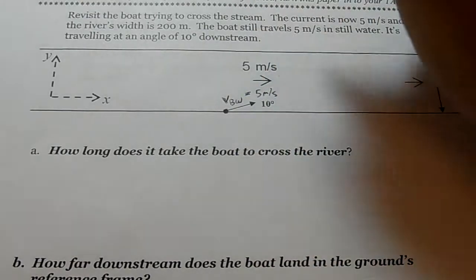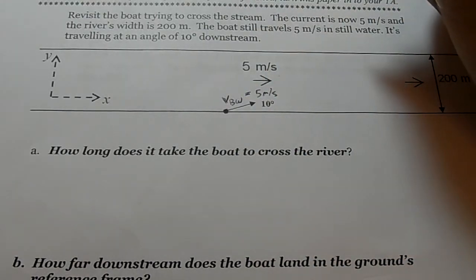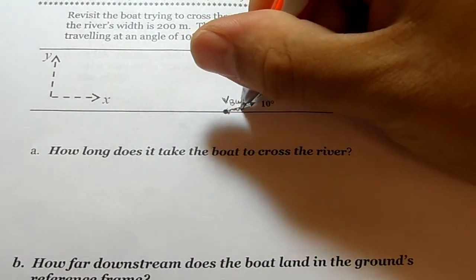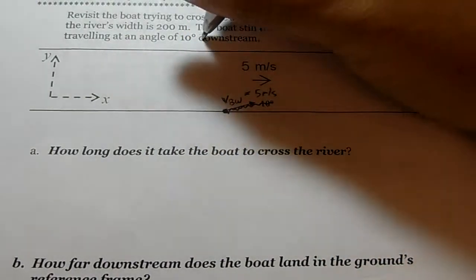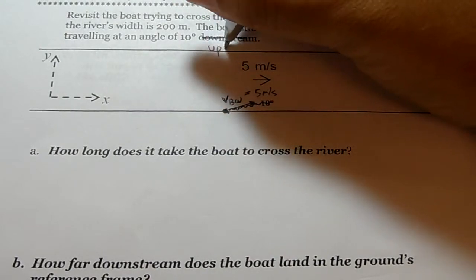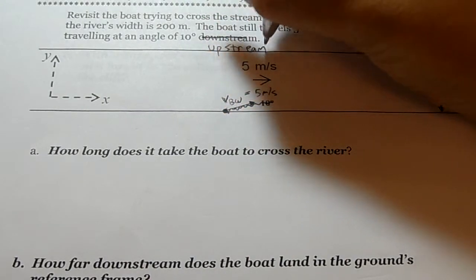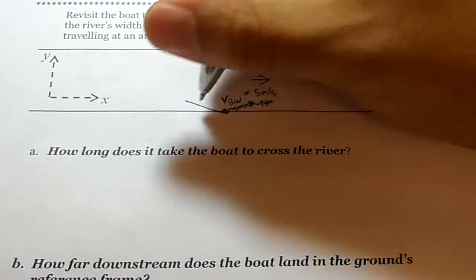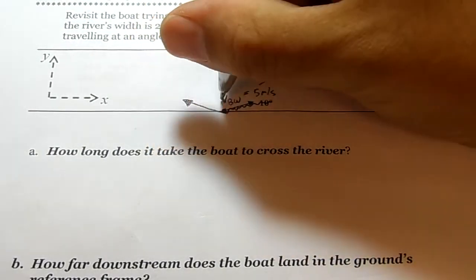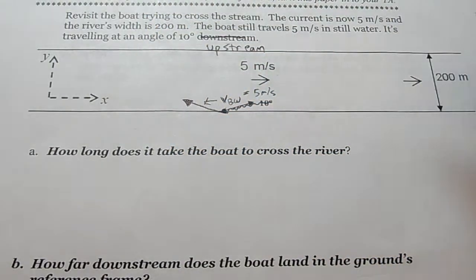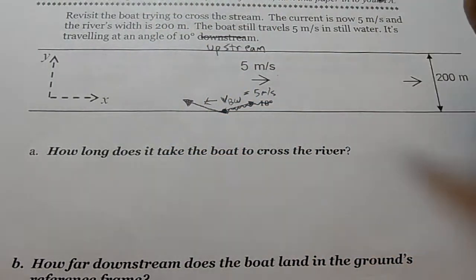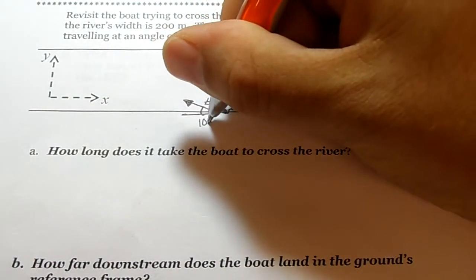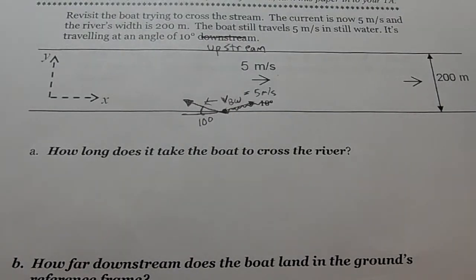Now, if you recall, there was a typo here. Actually, this was exactly the same as the worked example, so we're going to change things, and rather than it being 10 degrees downstream, we're going to say 10 degrees upstream, just to change things up. Okay? So, doing that, we're going to redraw the arrow just so we don't get confused here. This VBW, velocity of the boat with respect to water, is 5 meters per second, and this angle here is 10 degrees. Okay? So far, so good.